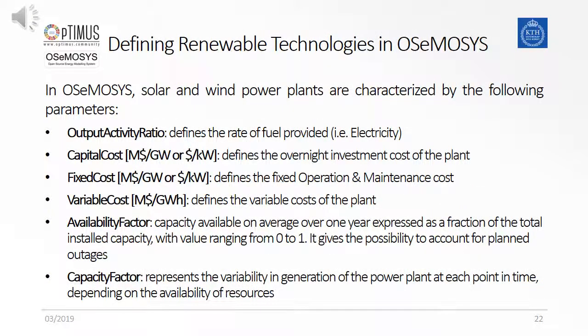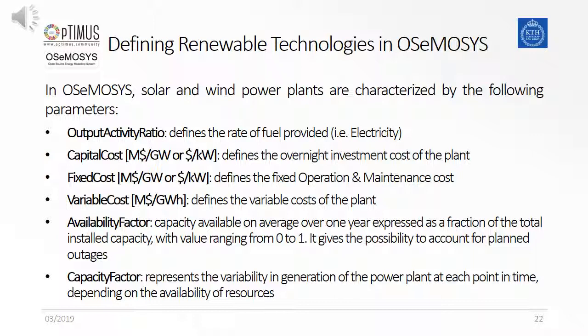There are several key parameters which we have to consider when defining solar and wind power plants in OSeMOSYS. First, the output activity ratio. This defines the rate of fuel provided. Second, the capital costs. We normally use millions per gigawatt or dollars per kilowatt. This defines the overnight investment costs into the power plant. Thirdly, the fixed costs. Again, here we use normally millions per gigawatt or dollars per kilowatt. This defines the fixed operation and maintenance costs. The variable costs, again, normally in millions per gigawatt hour or dollars per kilowatt hour. This defines the variable costs of the power plant.